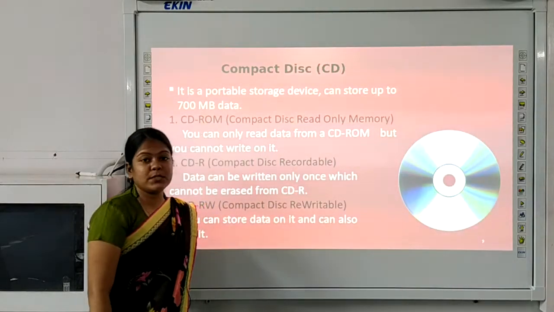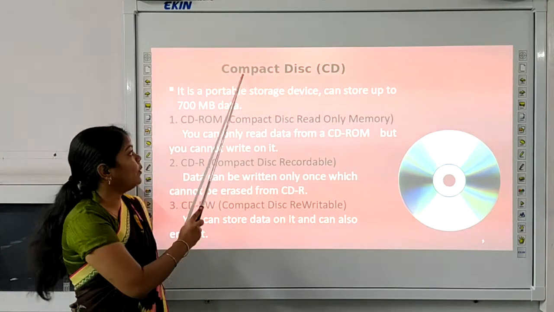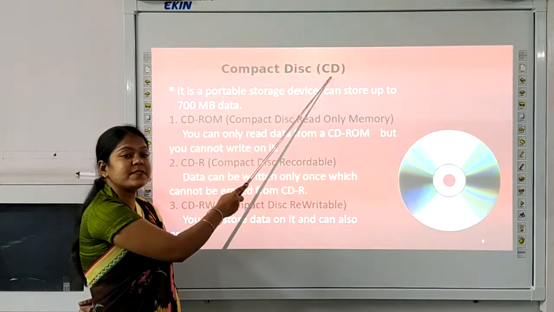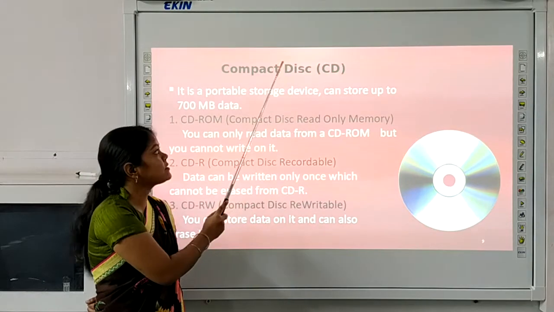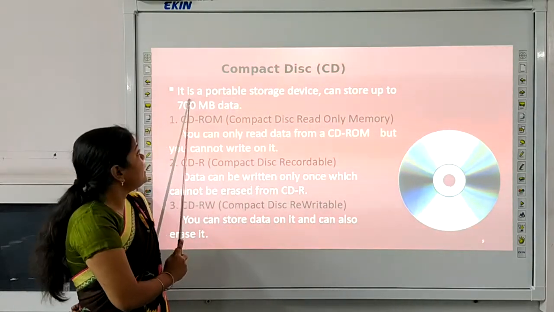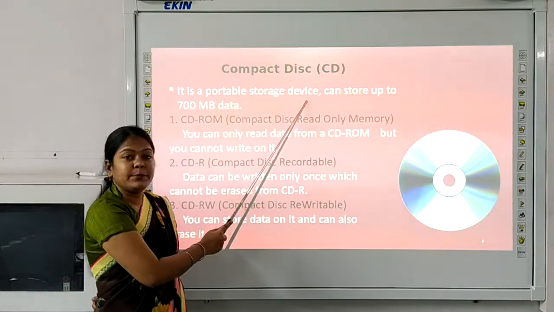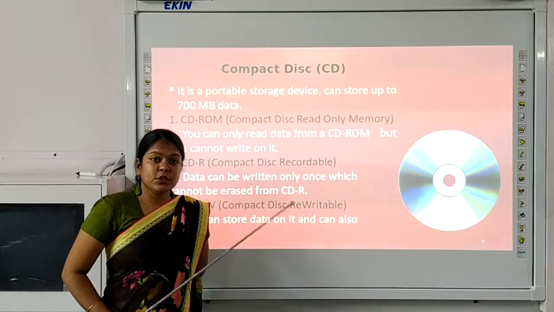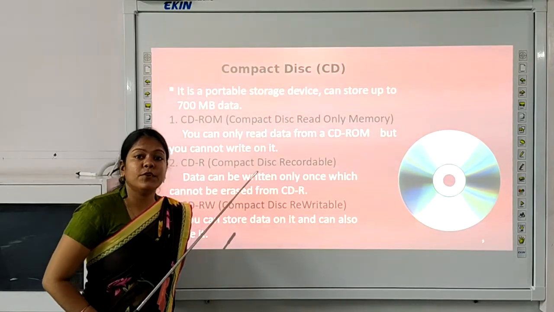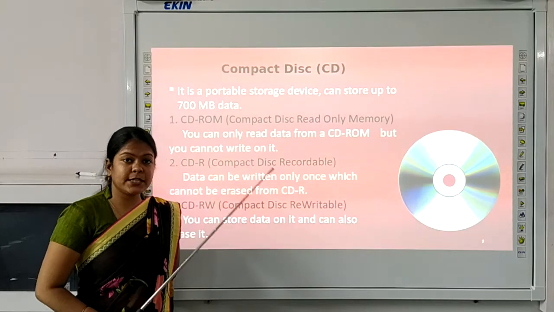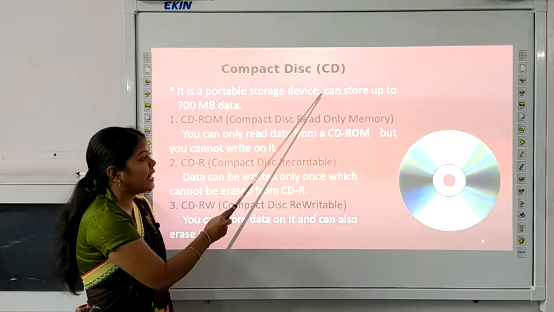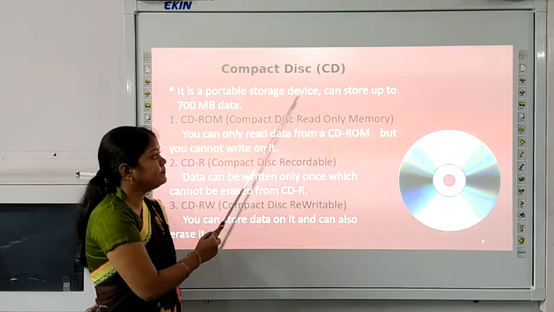Students, our next storage device is CD, which stands for compact disk. So what is the full form of CD? CD ki full form kya hoti hai students? Compact disk. It is a portable storage device. It means you can carry it with yourself and transfer the data from one computer to another computer. Theek hai, CDs ko aap apne sath hold kar sakte hain. That's why it is called a portable device.